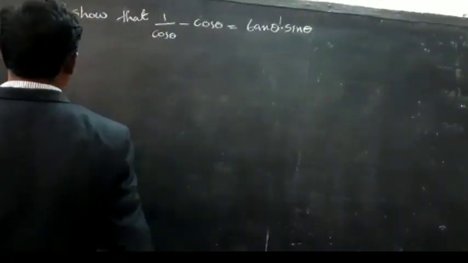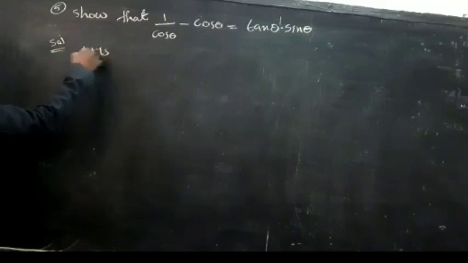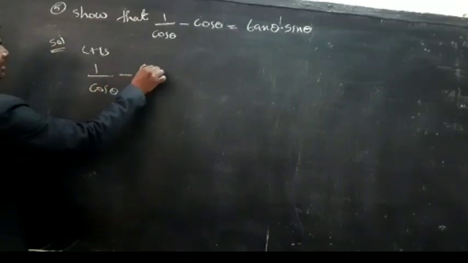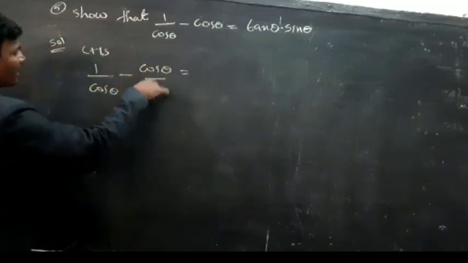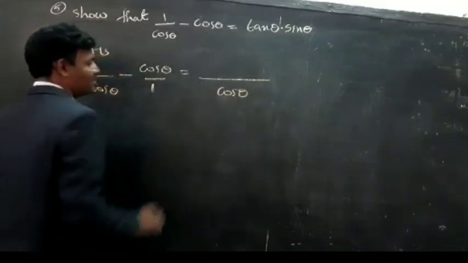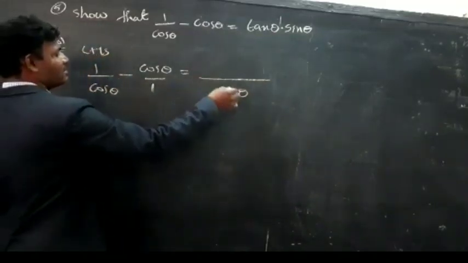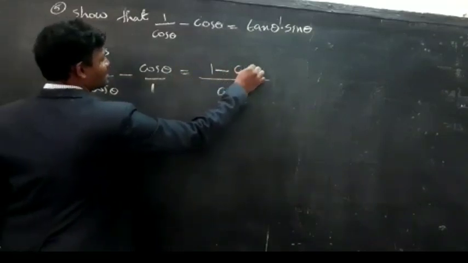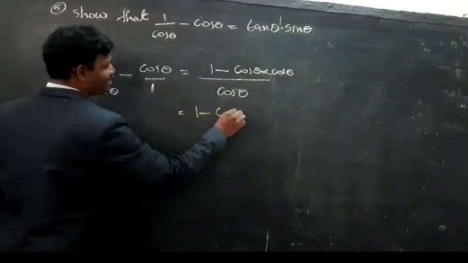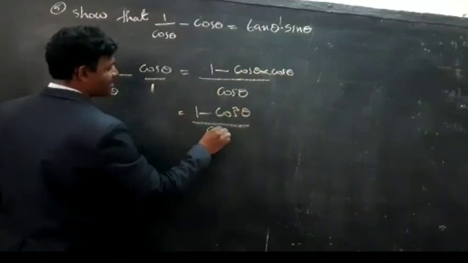Here is another important question. Show that 1 by cos theta minus cos theta is equal to tan theta into sin theta. Solution. First I am taking LHS. What is the LHS? 1 by cos theta minus cos theta. Here I am taking LCM. What is the LCM here? Cos theta. So by taking LCM, it is nothing but (1 minus cos square theta) by cos theta.